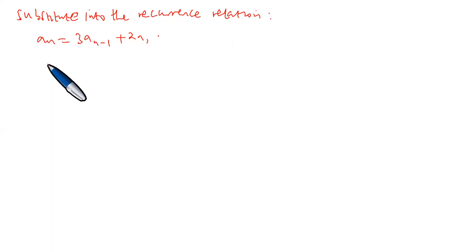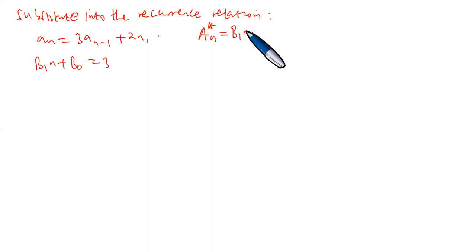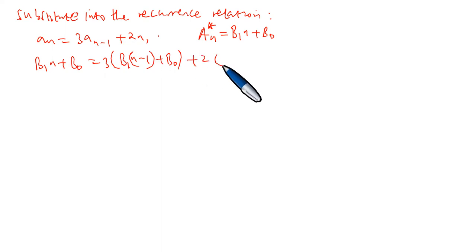Okay, right, so if we come here and we say b1 n plus b0 is 3, and then we have already said a_n star is b1 n plus b0, right, so it means now, wherever there is a_n, you're going to put this b1 n plus b0, which we have put here. Then, but here now is a_{n-1}, so we shall put b1 (n minus 1) plus b0. Right? And then here we shall put 2n like that. So what do we put over there?